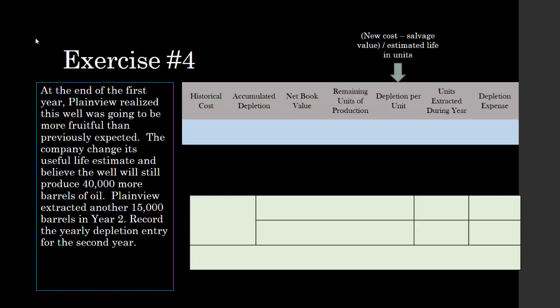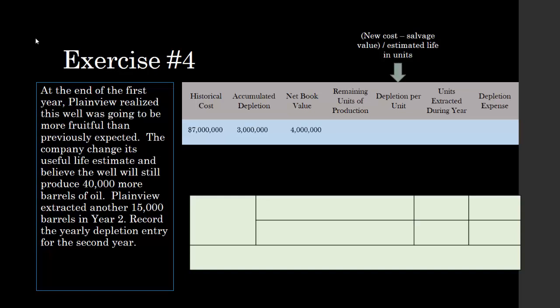How are they going to do so? They're going to start by taking their historical cost. We've already determined it was $7 million. They're going to subtract out any depletion that they've already had. They used it for the first year, which means they recorded $3 million worth of depletion, which means its net book value is $4 million at the time.